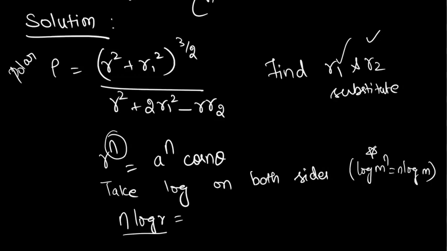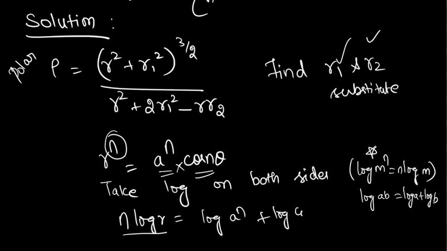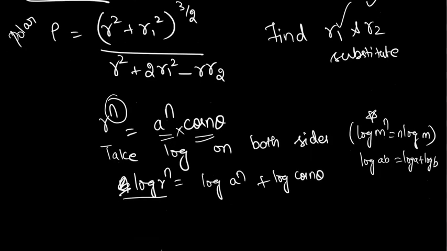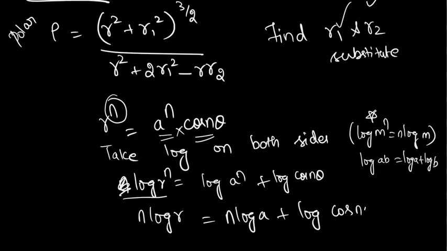In the same way, log of a into b is log a plus log b. So here, log of first term into second term, what we will do? Log of first term plus log of second term, and the same formula we are using. If you want, we can write log of r^n, and in the next step we can rewrite it. So log of r^n, I can write as n log r, and then this is n log a plus log of cos nθ.